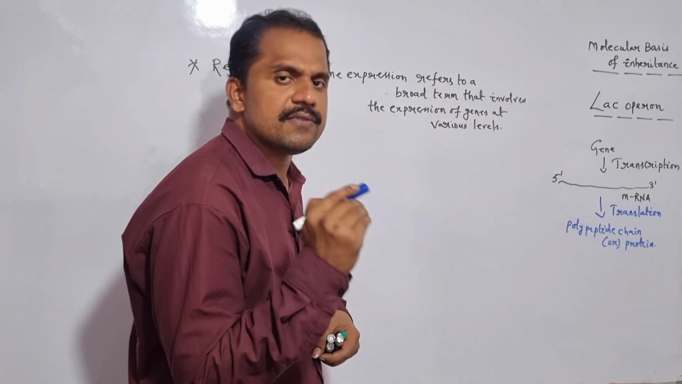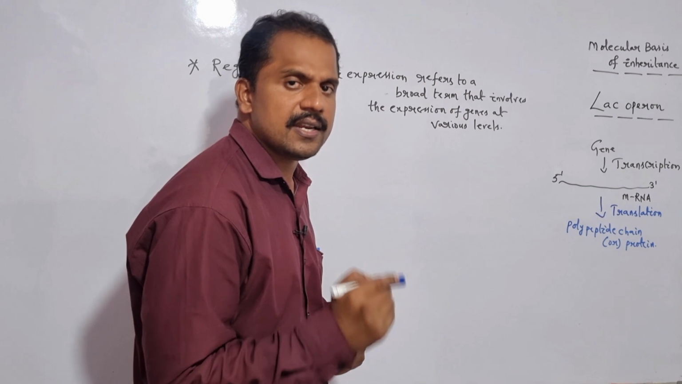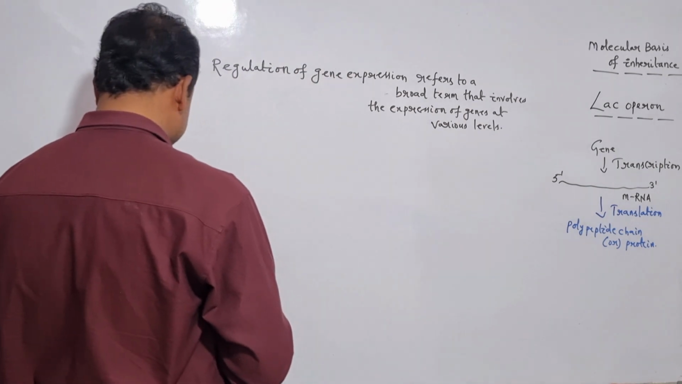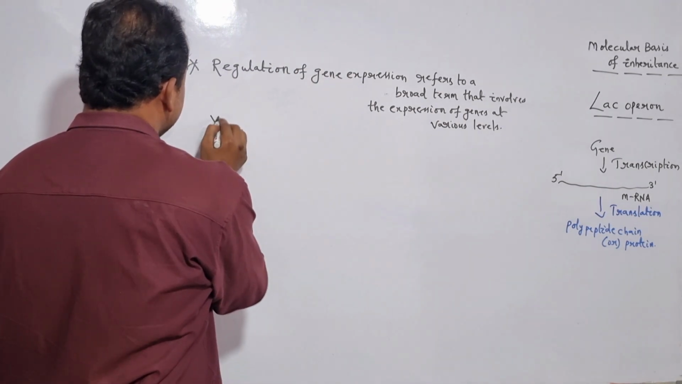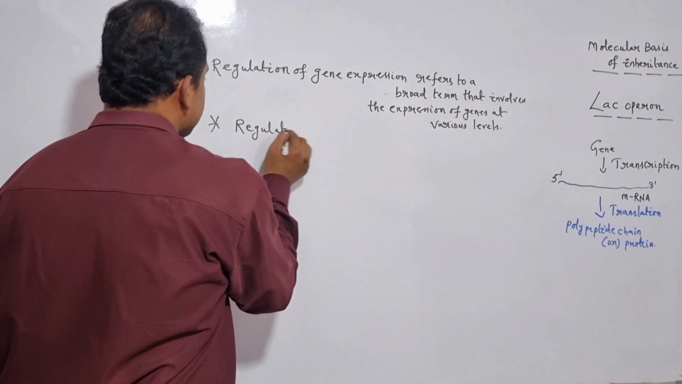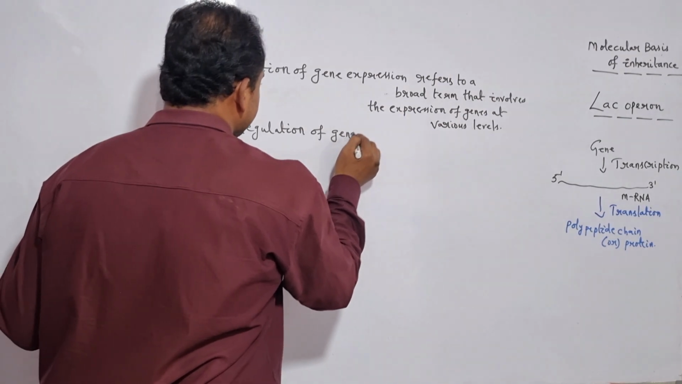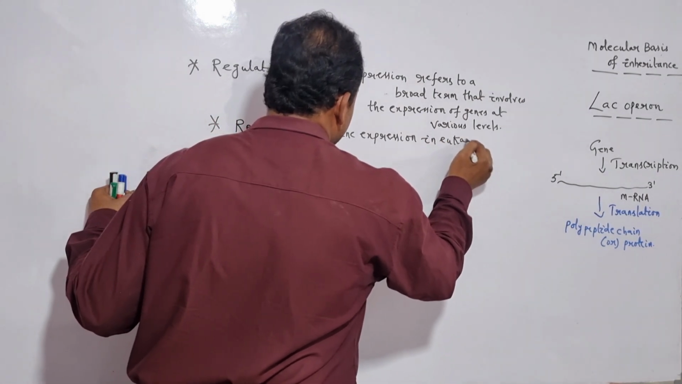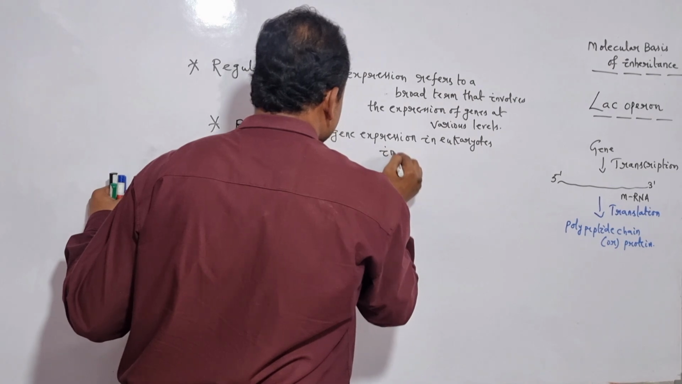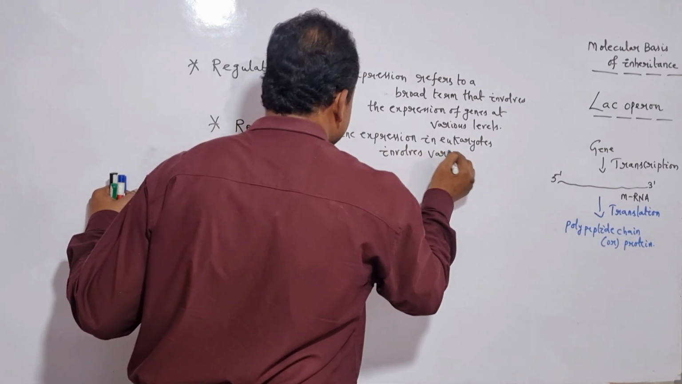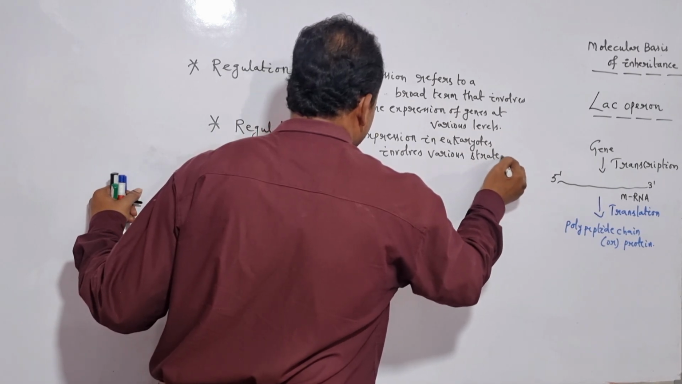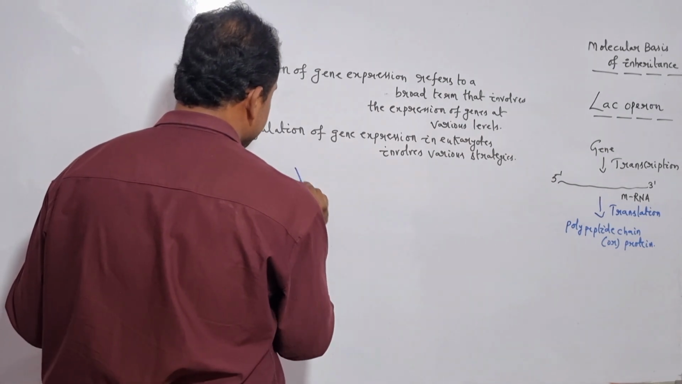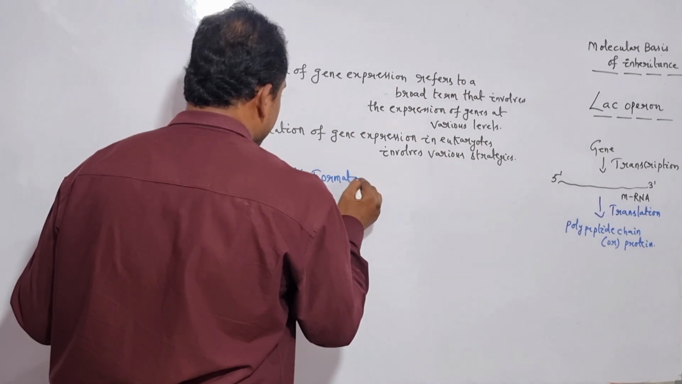So what are the various strategies involved in the regulation of gene expression in eukaryotes? Here the very first strategy is nothing but what? Formation of primary transcript. Is it clear? So let me write it here. Regulation of gene expression in eukaryotes involves various strategies. The very first strategy is the formation of primary transcript.